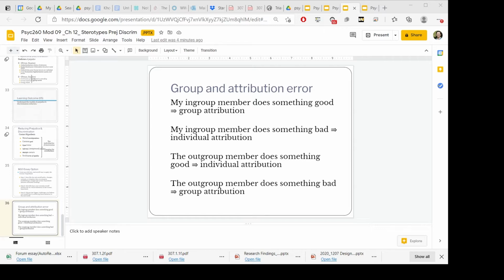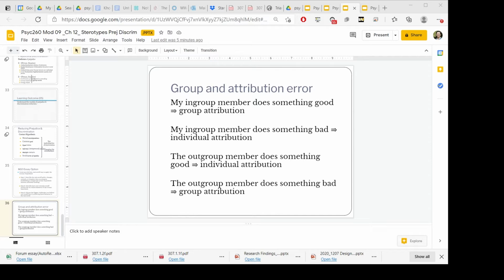But if my in-group member does something bad, we tend to make an individual attribution. We attribute the negative or immoral behavior to the individual instead of the group. If they do something wrong, it's because of their individual characteristics. It has nothing to do with my group. We also have the opposite tendency to derogate the out-group, right?